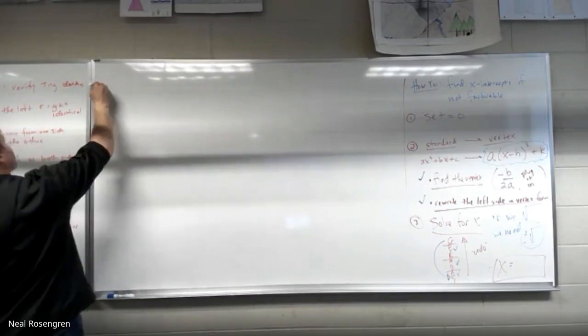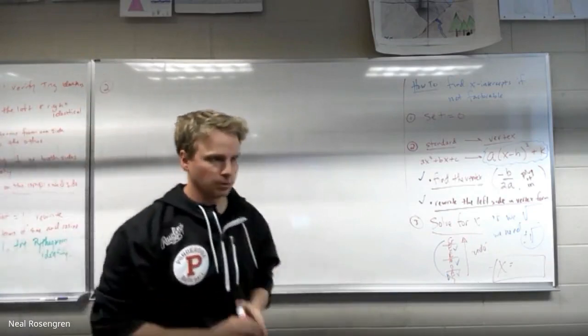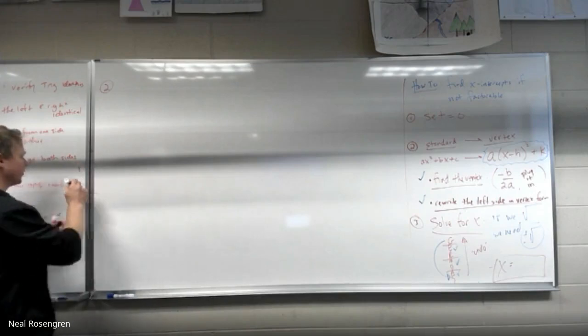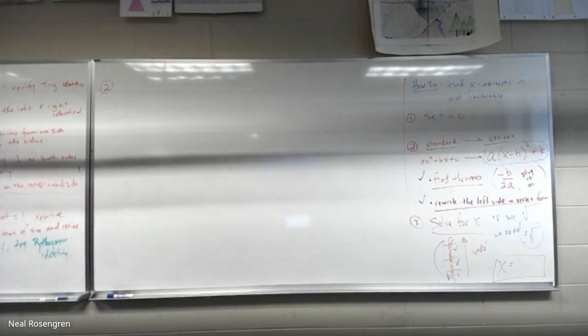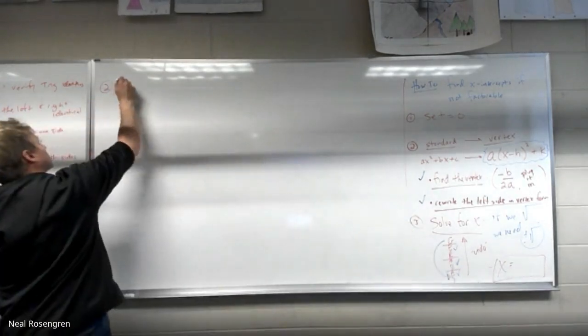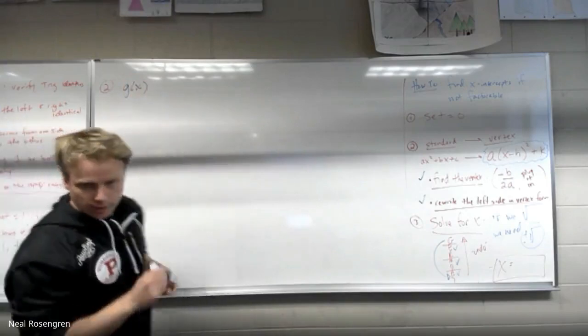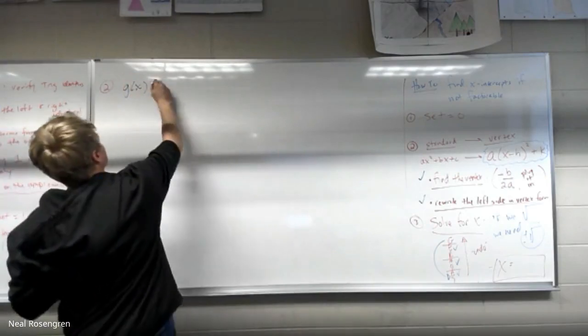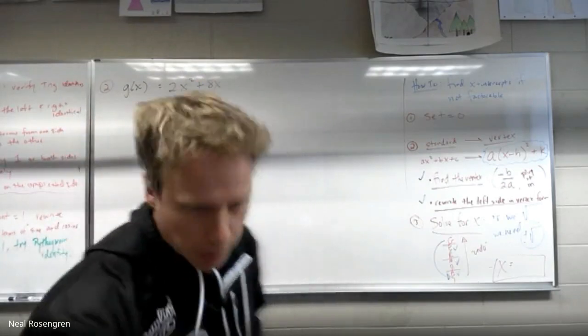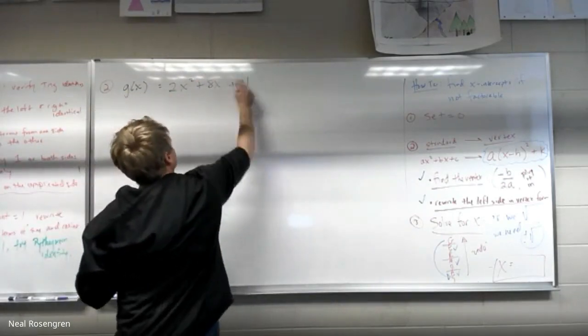So number 2, hopefully you can see that okay. Let me know if you need, you can use a different color or something. All right. Number 2 was, let's stick with the black. G of x equals 2x squared plus 8x plus 4.